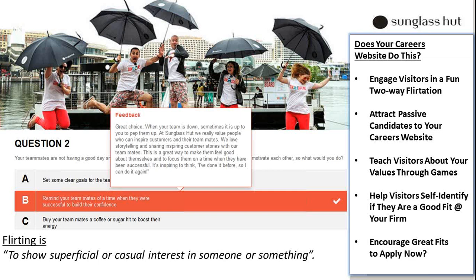Do you have anything on your career website that does anything like this? Is it fun, engaging? Do you think anyone's sharing your career site and saying, there's a really cool thing on this career page, you've got to check it out?